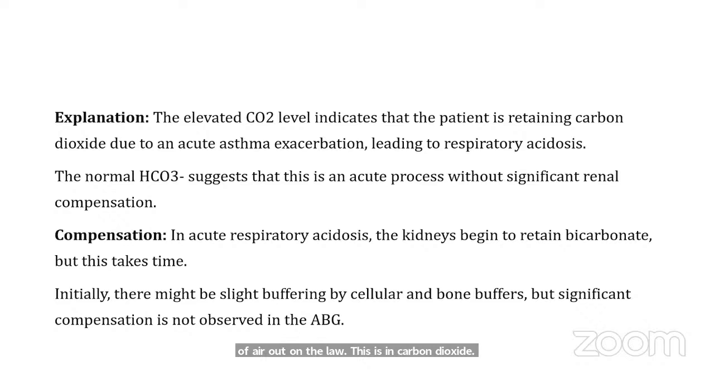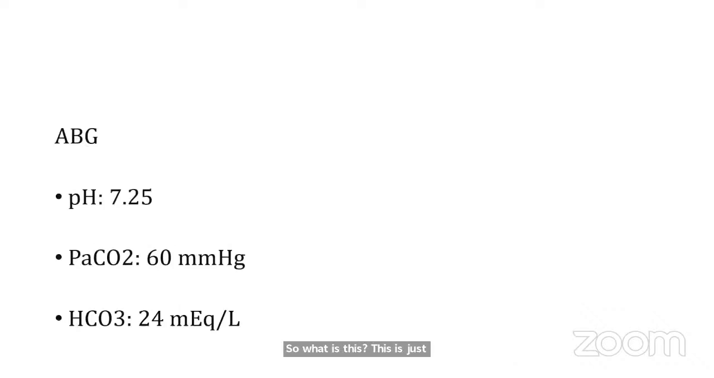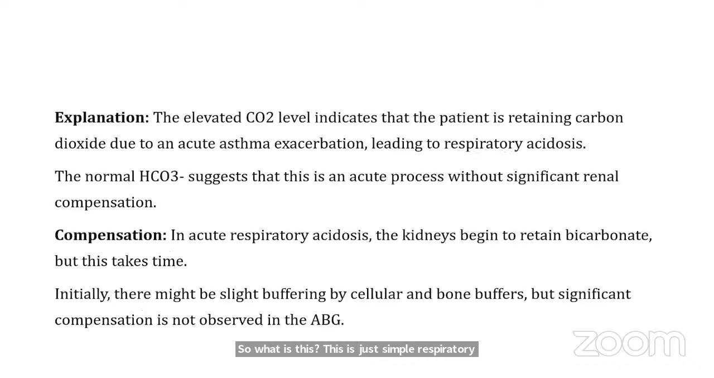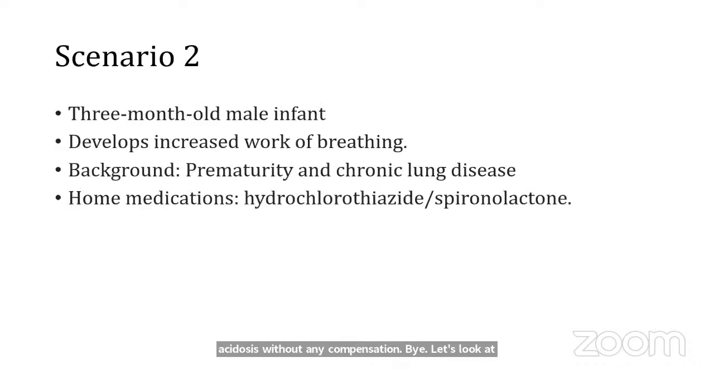But the kidneys have not started the process of retaining bicarbonate yet. So the process is acute because, as we would see subsequently, kidneys take some time. So the bicarbonate being normal shows that this is an acute process. In the initial part, there may be some buffering from the cells and from the bones, but we do not see that kind of buffering. So this is just a simple respiratory acidosis without any compensation, right? Let's look into the next gas.